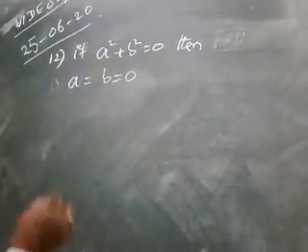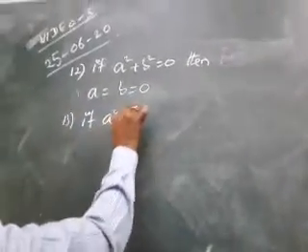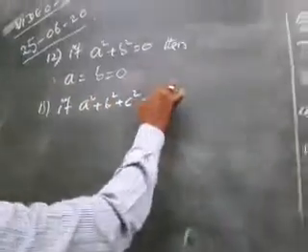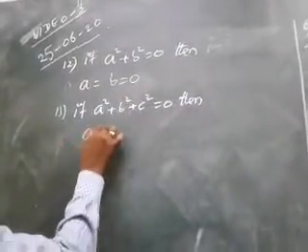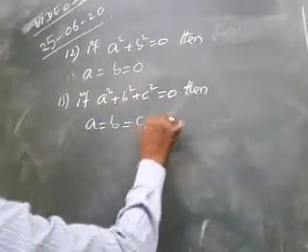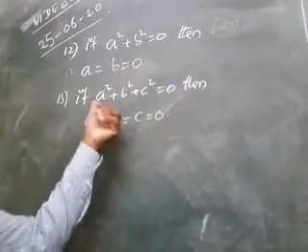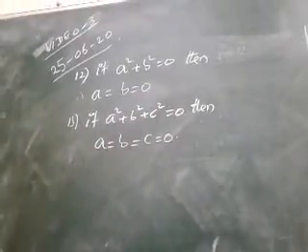Suppose we have three terms like this, if a² + b² + c² = 0, then also the same condition. What is the condition? Each term is equal to 0. That is a = b = c = 0. Then each term equals 0, and the sum of three zeros equals 0.